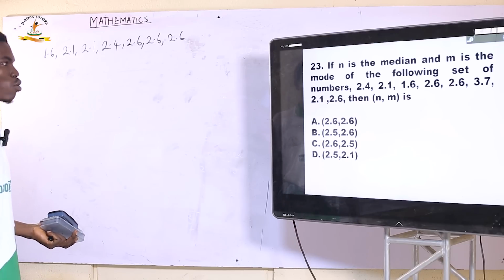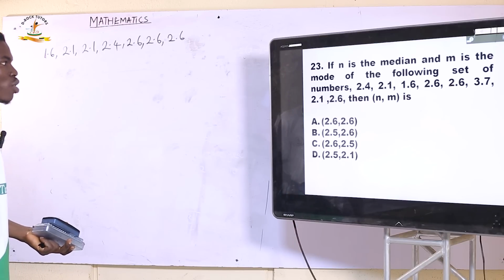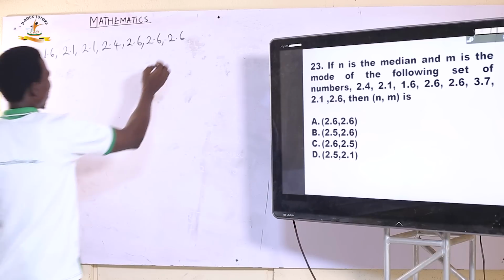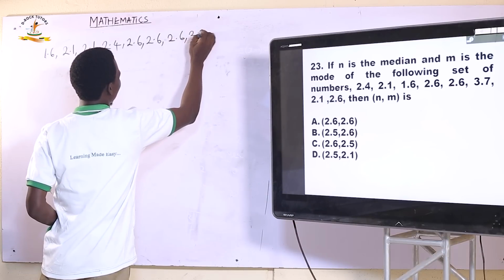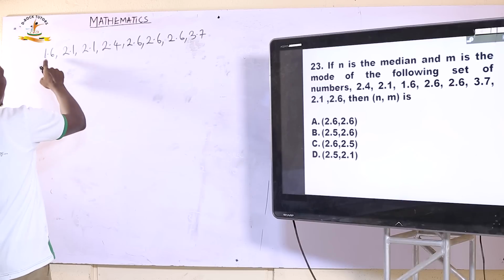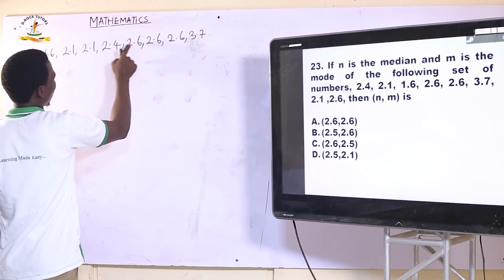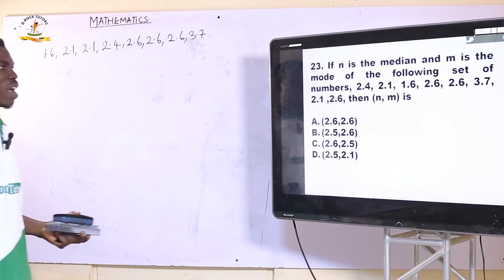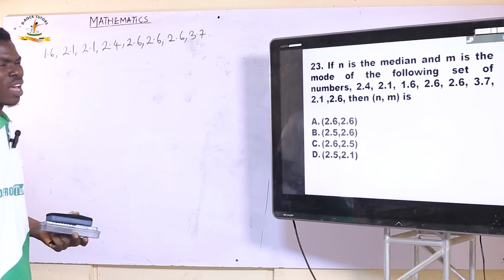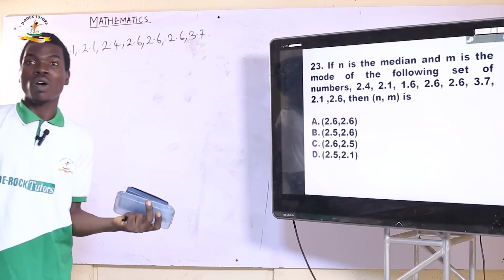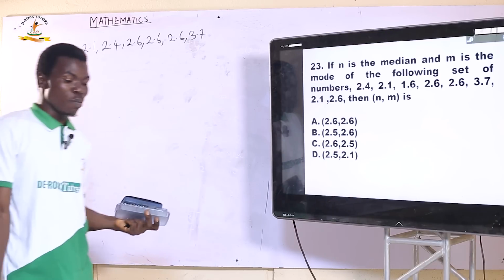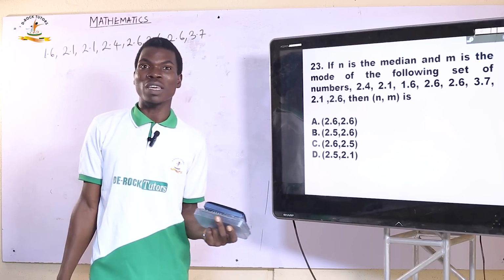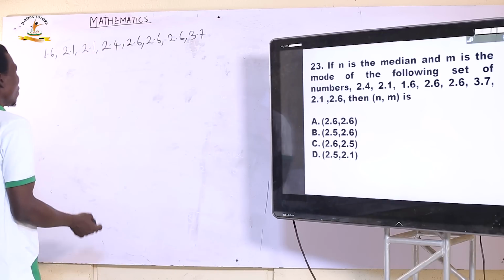3.7. Because after 2.6, we are having what? 3.7. So the last digit is what? 3.7. And we count 1, 2, 3, 4, 5, 6, 7, 8. So there are 8 data we have there, and it is even. And you know, when it is even, you have always been told that the median is going to be the addition of the two middle numbers.